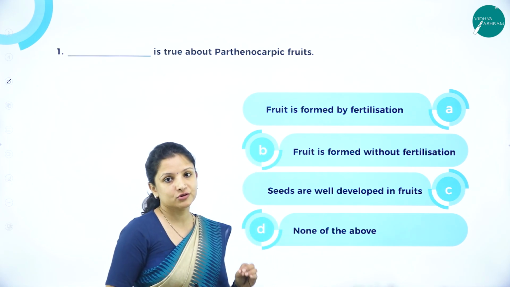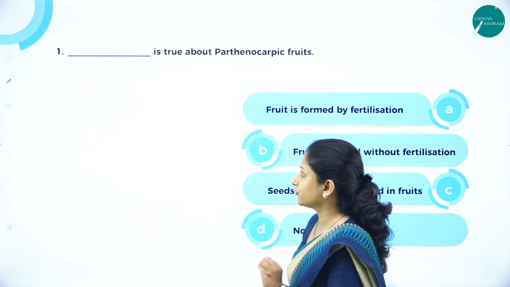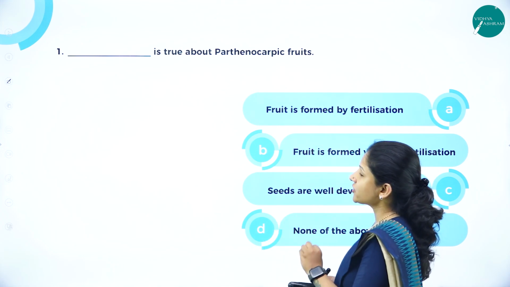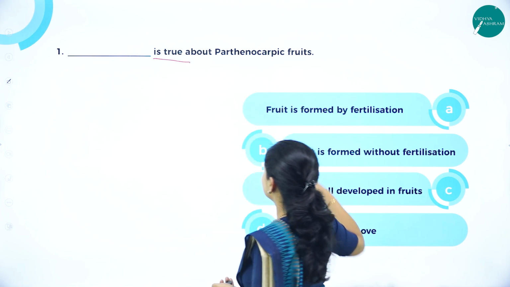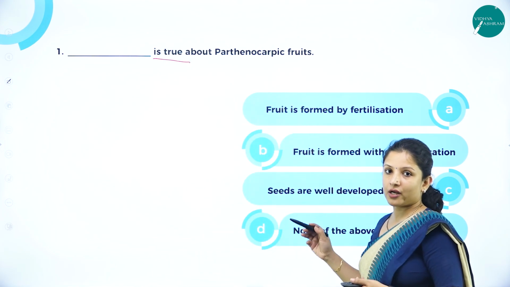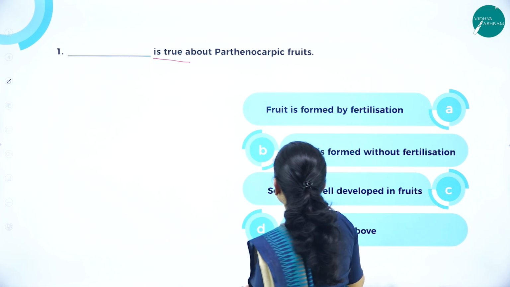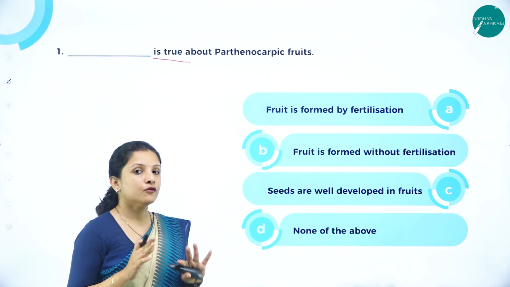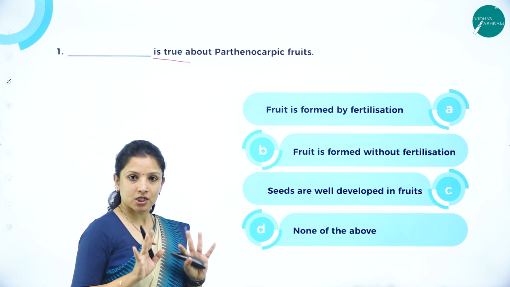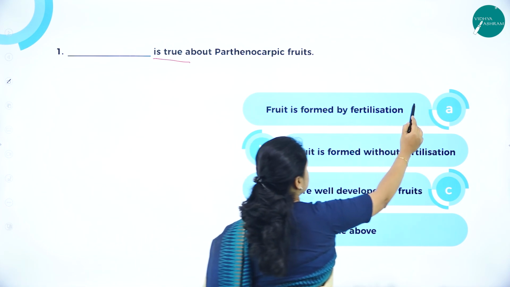So seedless fruits are nothing but parthenocarpic fruits. Now the question here is: dash is true. So we have to find out among the statements given here which is true about parthenocarpic fruits. Is it fruit is formed by fertilization? No, I told you fertilization doesn't occur here. So this option is wrong.